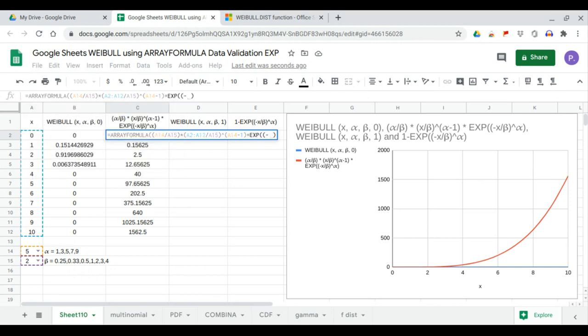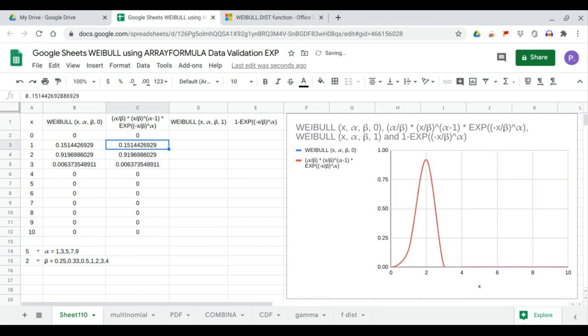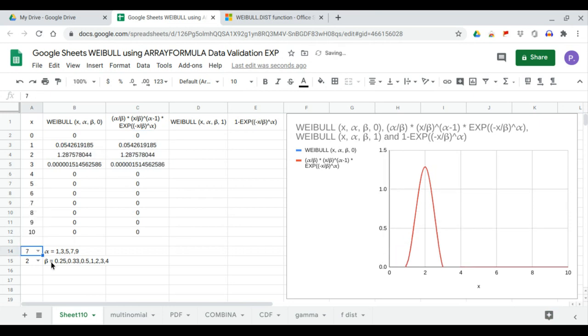negative x over beta raised to the power alpha. So the values match exactly. So I can change that to 7, and change this to 3.